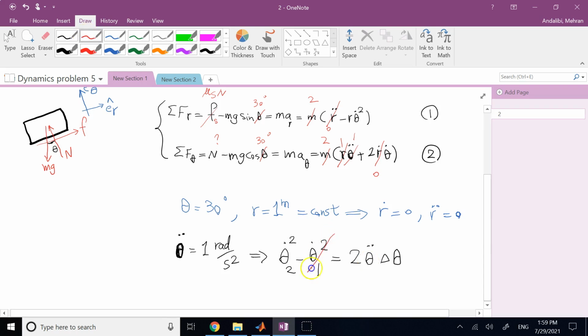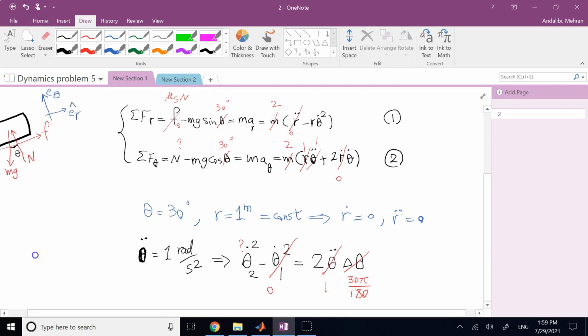Initially we are starting at rest. Finally we need to find it. Theta double dot is 1 and delta theta is 30 degrees. But remember, for this formula delta theta has to be in radians. So that 30 degrees, you have to multiply by pi and divide by 180, right?